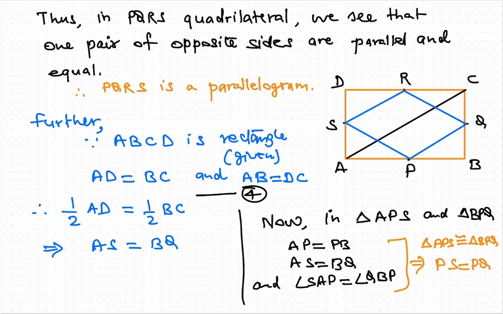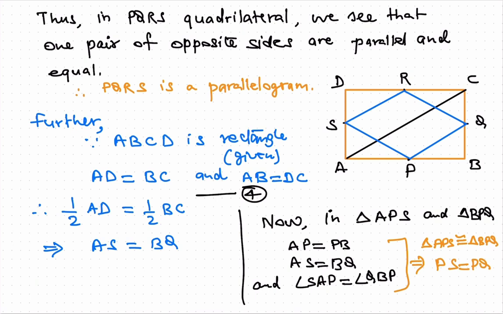Now further, ABCD is a rectangle. It is given that ABCD is a rectangle and we proved that PQRS is a parallelogram. But AD is equal to BC, since opposite sides of a rectangle are equal, and AB is also equal to DC. Now this gives AD is equal to BC, which implies that half AD is equal to half BC. That means AS is equal to BQ. That means this side AS is equal to this side BQ.